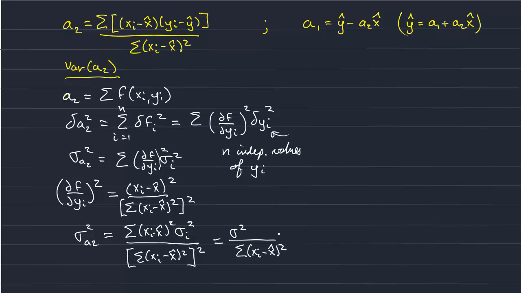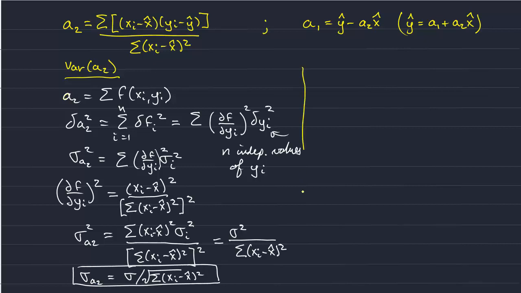And that's our solution for the variance. And the solution for the standard deviation, as I wrote out before, is simply sigma divided by the square root of the sum of square deviations of x from its mean. So that was the derivation of the variance of the slope.